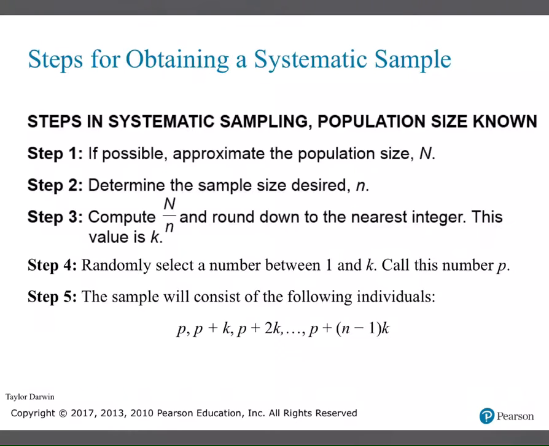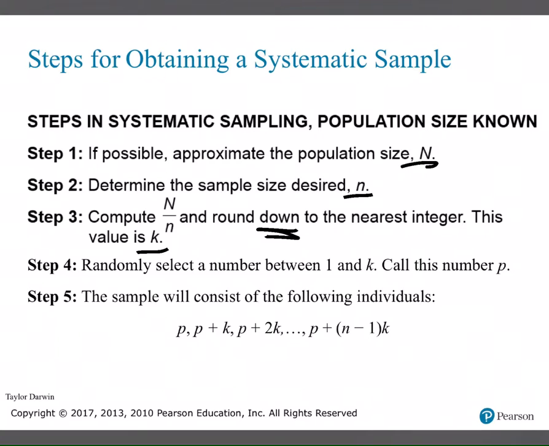So there are steps in getting that systematic sample. And those steps are: try to approximate the population size, which is our uppercase N. Determine the sample size, lowercase n. Figure out what big N divided by little n is and round down. This will be your K. This basically means that you get to spread out what you're going to ask.